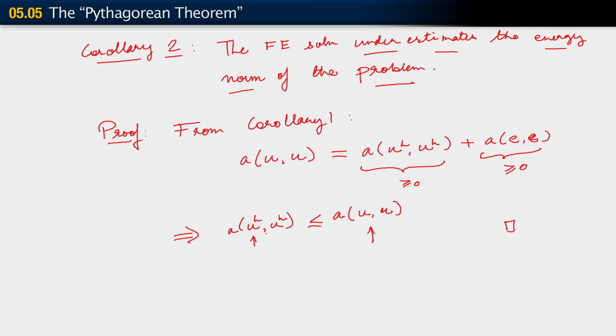Well, as all norms do, this is a particular way to get another sense of control over the solution. What is the solution doing? How big is it? Well, you can compute its energy norm. It turns out that the energy norm that we get from the finite element solution is not as big as the energy norm of the exact solution.